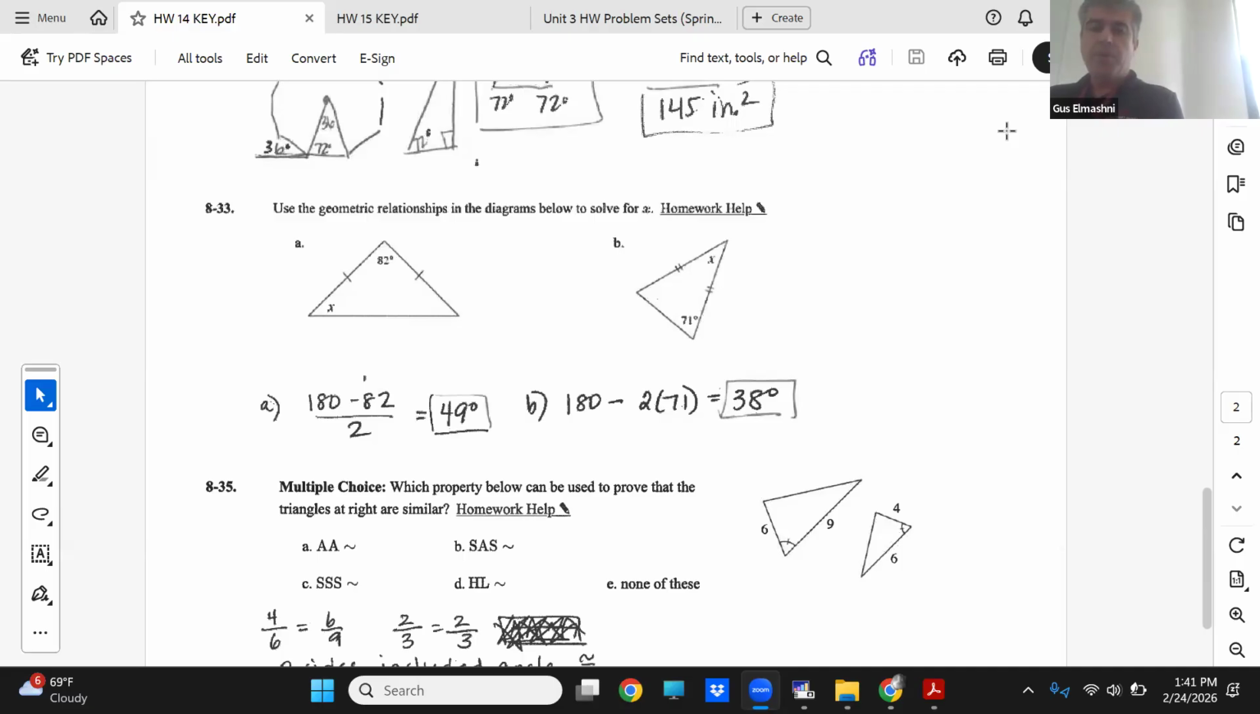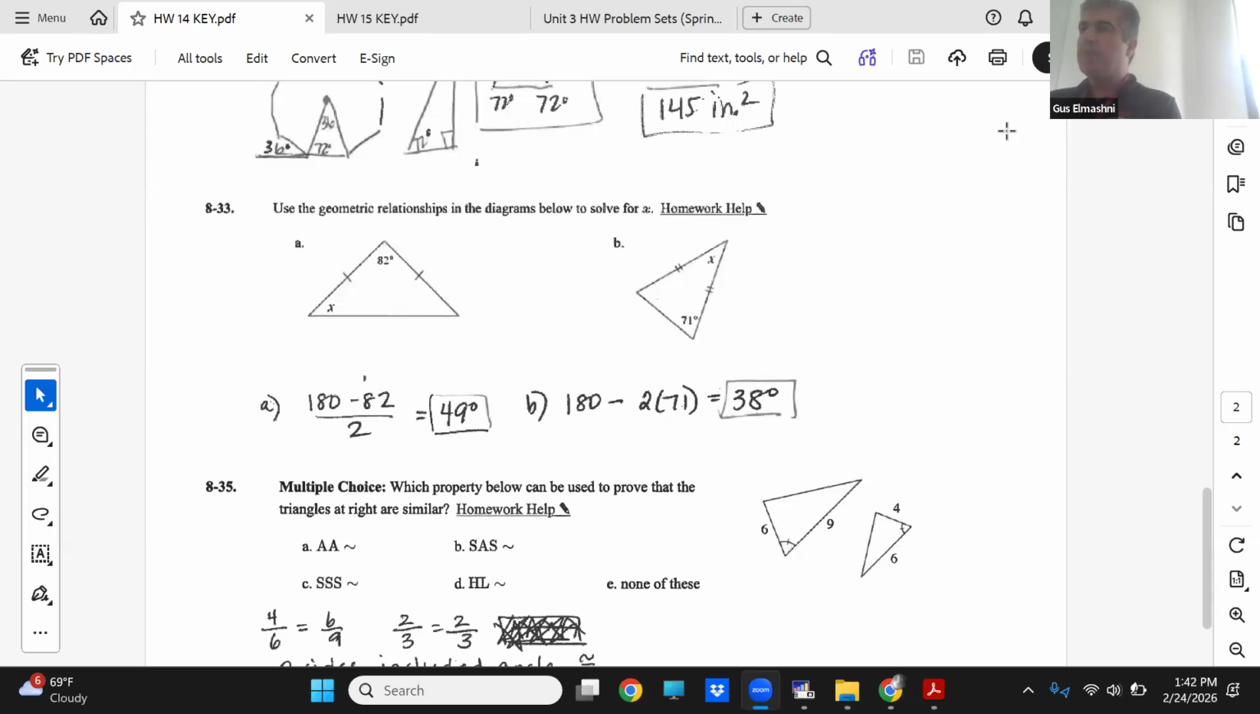833. Use geometric relationships in the diagrams below to solve for x. A is pretty straightforward. You should know if 82 degrees is the top angle, and you've got two congruent sides, then you have two congruent angles. So the remaining degrees have to be split in half. If you have 82, then 98 is what's left over. Split in half, you get 49. So that should be pretty straightforward.